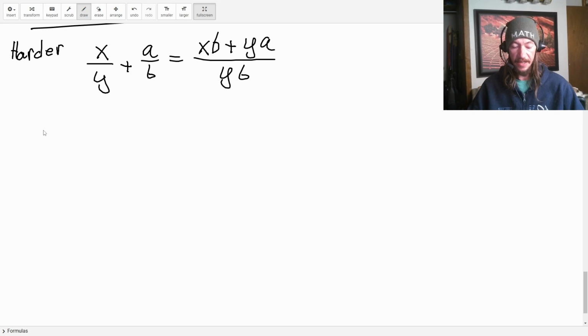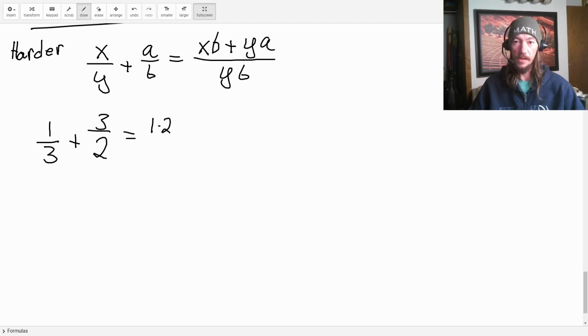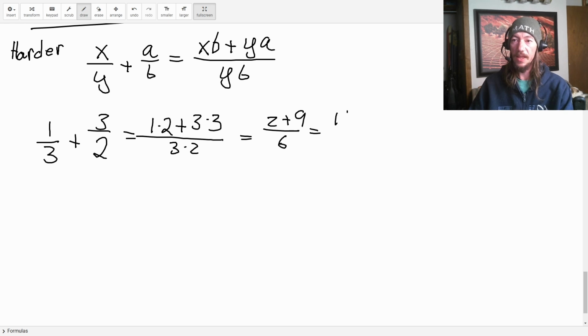So what does that look like? If we had 1/3 plus 3/2, by the rule, I multiply 1 and 2, add it to multiplying 3 and 3, and put it over 3 times 2. And that's 2 plus 9 over 6, or 11 over 6.